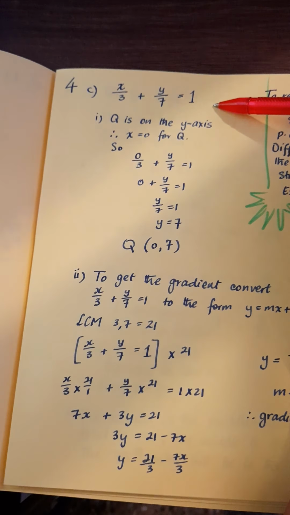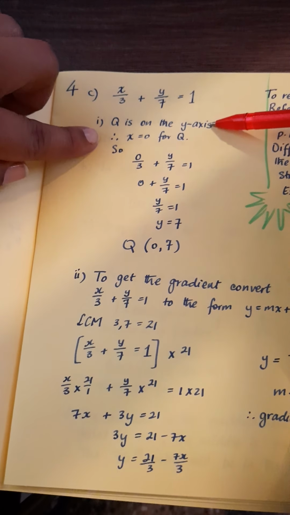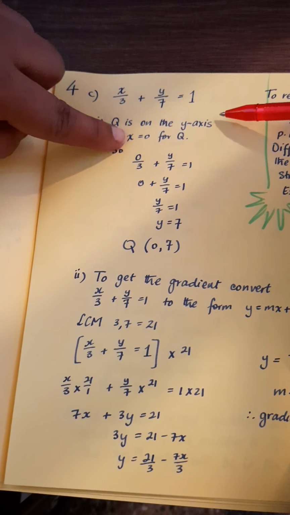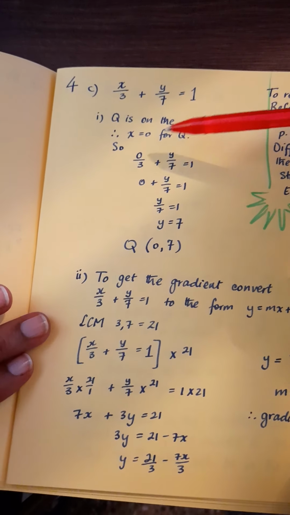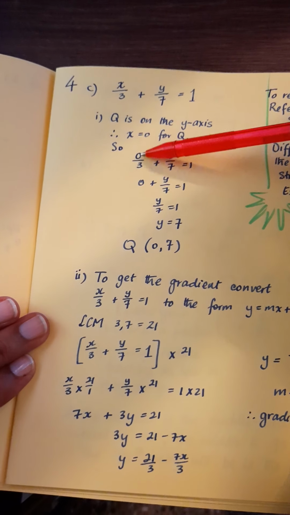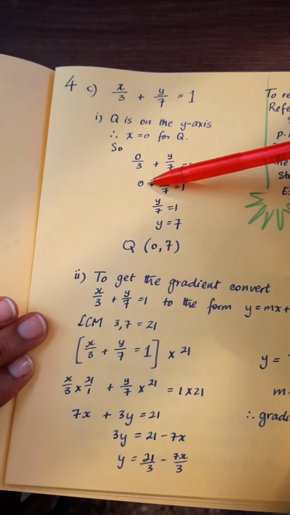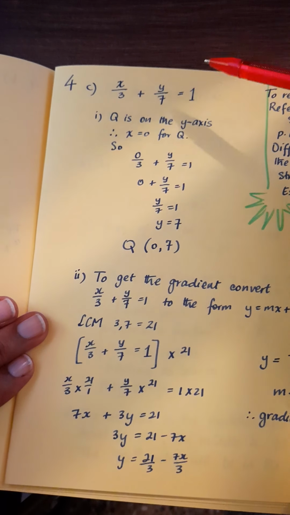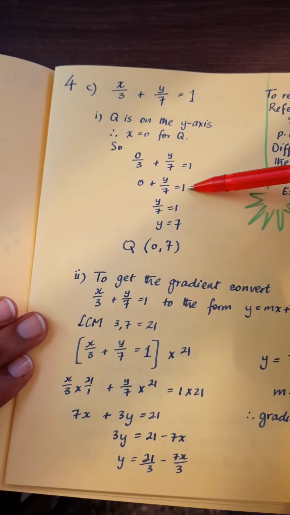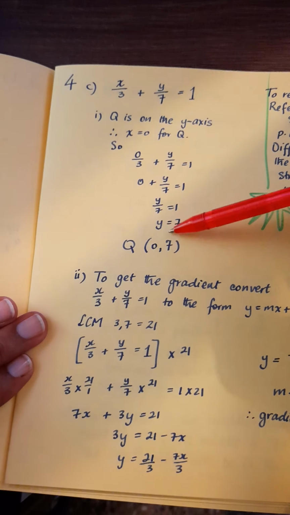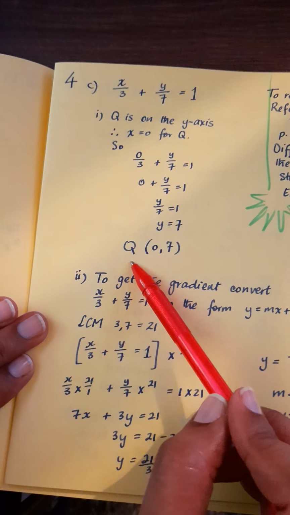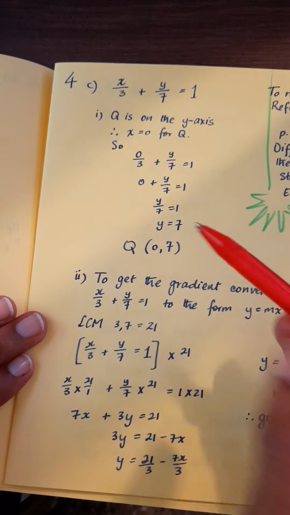They tell us that the line crosses the y-axis at Q. So Q is on the y-axis, and that means that x is 0. So plugging in 0, 0 over 3 plus y over 7 is equal to 1. 0 over 3 is 0. So 0 plus y over 7 is 1. Multiply by 7, y is 7. So Q is the point (0, 7). So 1 mark for that.